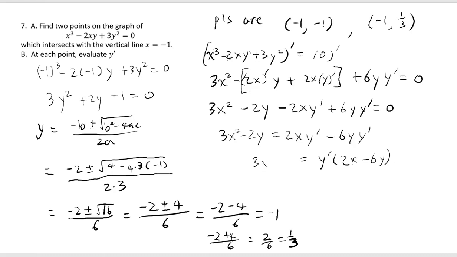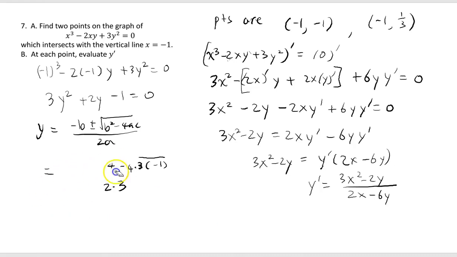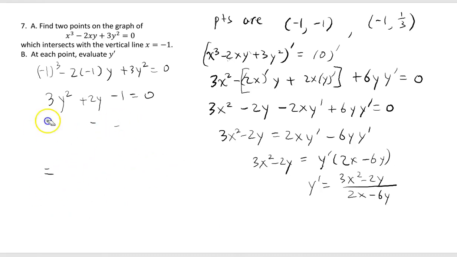On the left side is 3x squared minus 2y. Okay, divide by 2x minus 6y and you have the derivative. 3x squared minus 2y over 2x minus 6y. Well, what are we looking for? We're looking for this y prime at -1, -1, right? Let me see. I need more room, so let me erase a little bit. Erase this part.